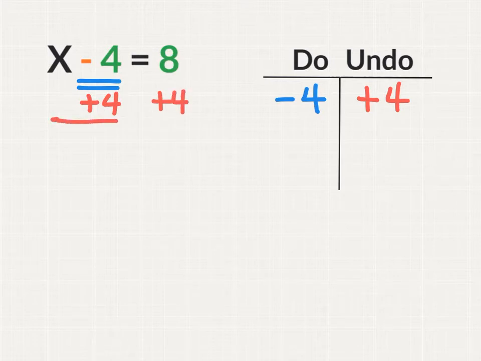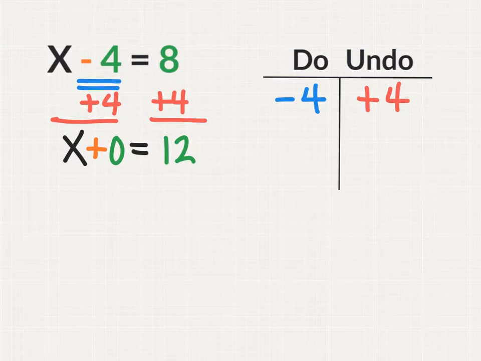We will be adding 4 so that we have x, negative 4 and positive 4 are opposites, so they make 0. And 8 plus 4 is 12. x plus 0 equals 12. And as we said earlier, x plus 0, that's the identity property. Adding 0 doesn't change the identity. So therefore, it's not necessary. We can simply write x. x equals 12.